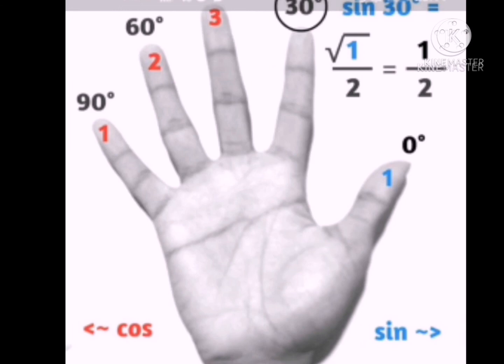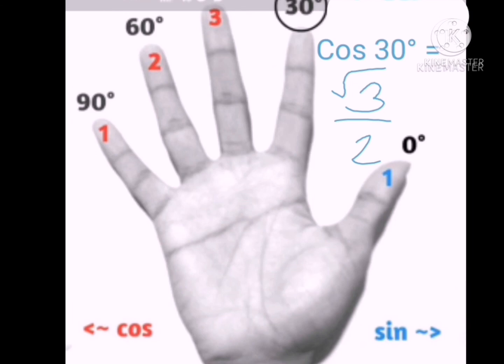So, kapag sa cosine naman, cosine 30 degrees equals to square root number fingers left. So, ilan ba yung natirang fingers sa left? 3. So, magiging square root of 3 over 2.